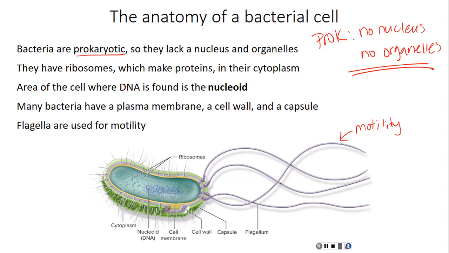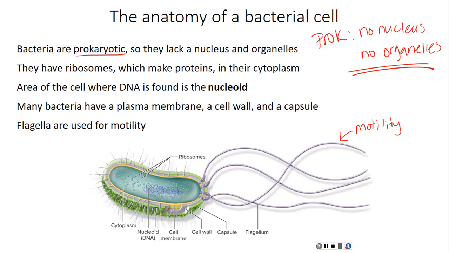Flagella can be found in different places on a bacterial cell. There's not always a bunch of them at one end. Some bacteria are covered in them. Some of them have flagella at both ends. Some bacteria don't even have flagella. So this is an accessory.